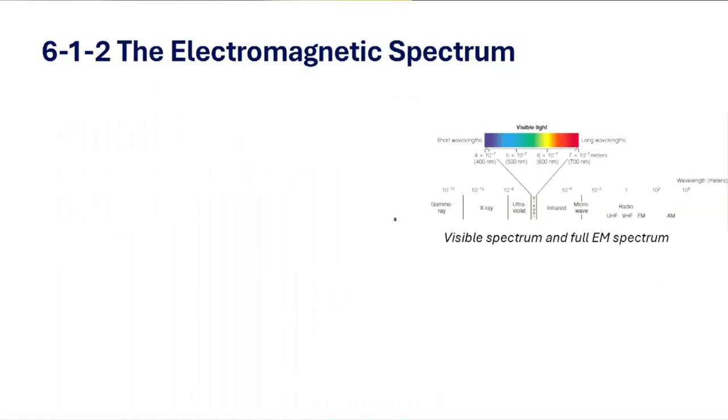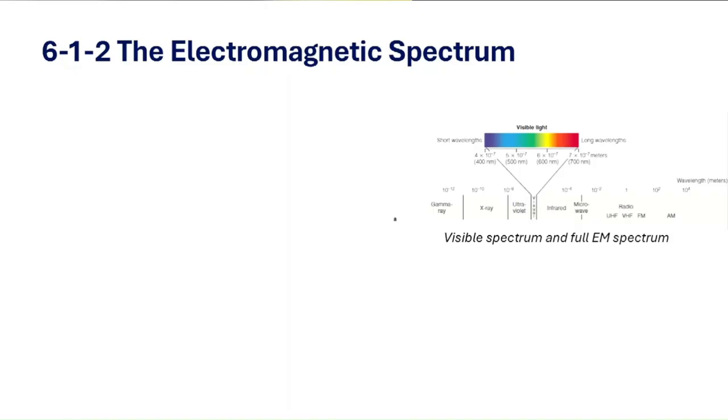Alright, now that we have talked about wavelength, frequency and photons, let's zoom out and see the entire electromagnetic spectrum. This spectrum shows all types of light from the longest radio waves to the shortest gamma rays. Now our eyes only detect a tiny slice called visible light. But astronomers use instruments to detect light across the whole spectrum.